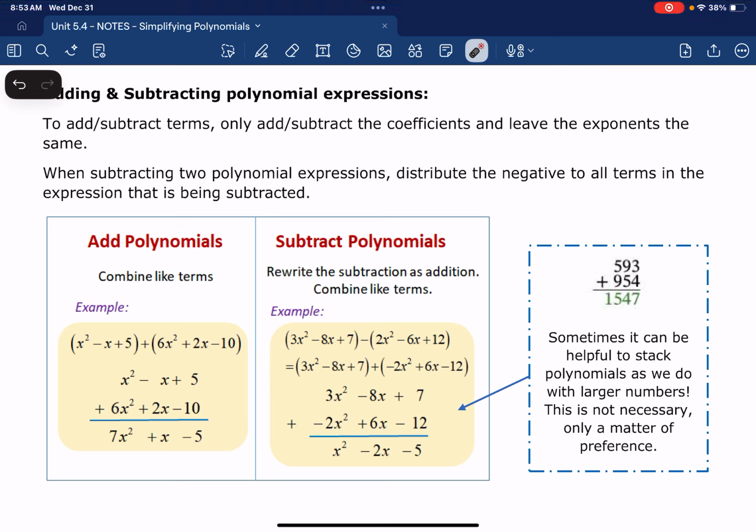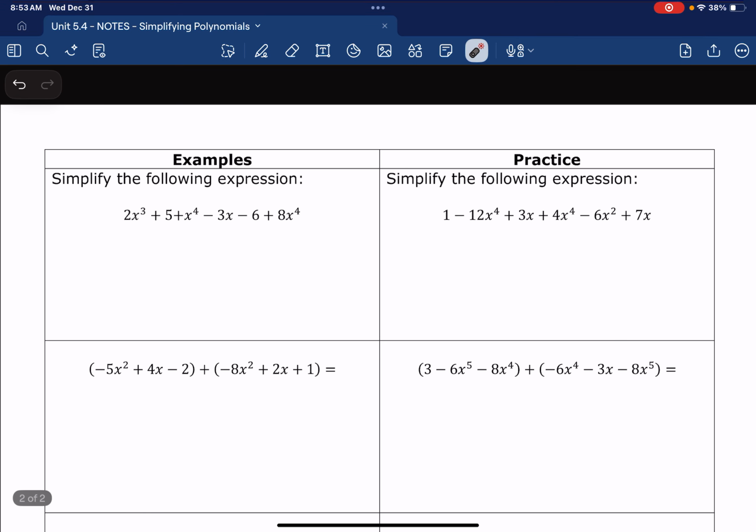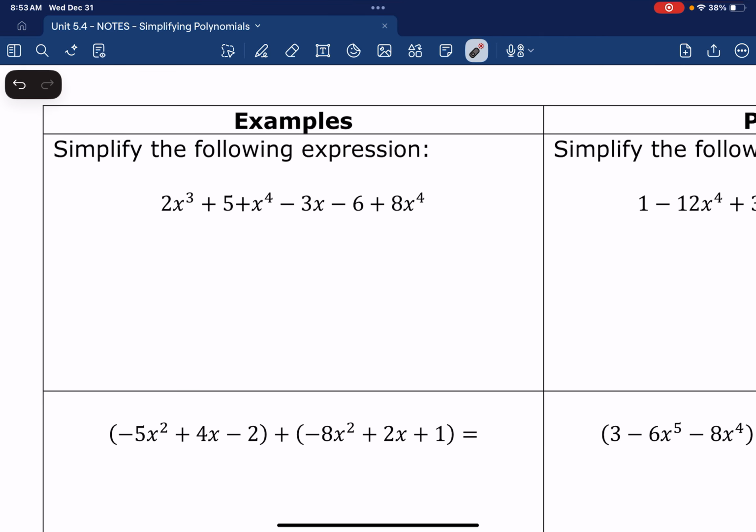So just a key thing to remember when you're subtracting polynomial expressions, you need to rewrite those polynomial expressions, because when you're subtracting, this entire expression, this minus sign, has to get distributed to every single term. So don't forget that, okay? Let's go through some examples. So we're going to simplify the following expression.